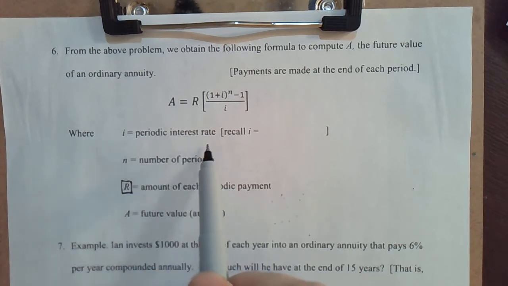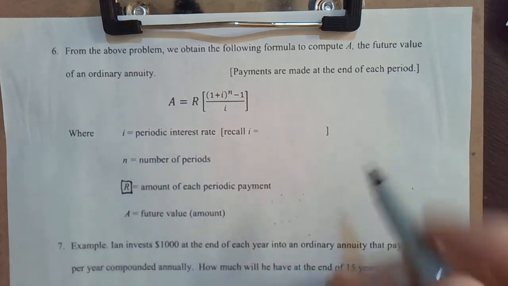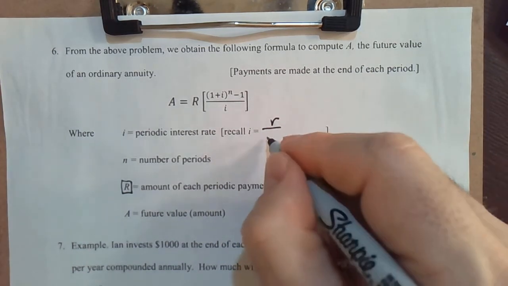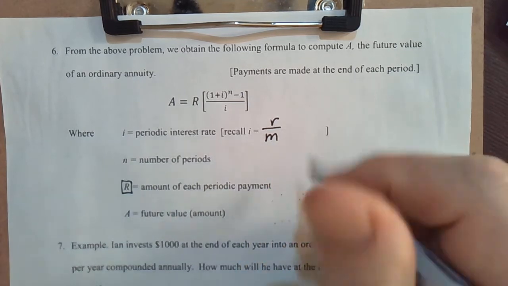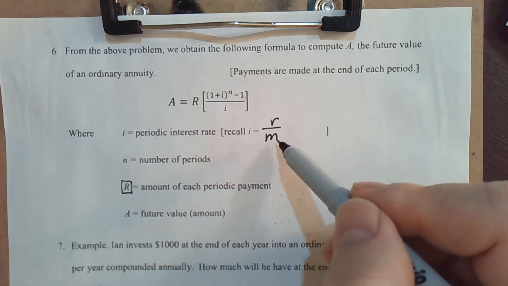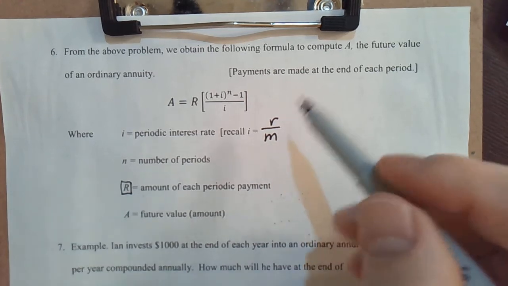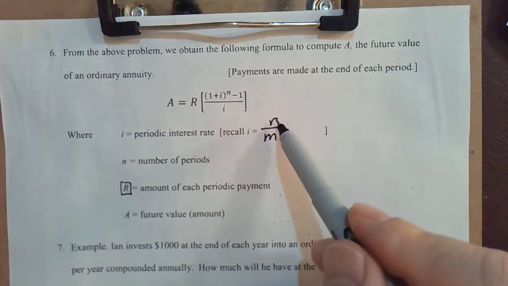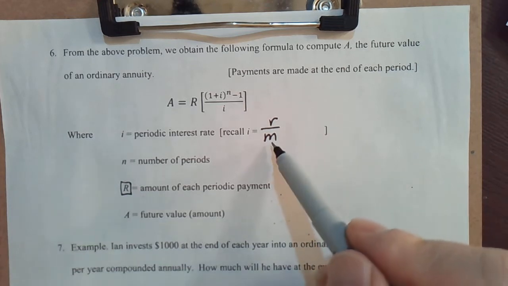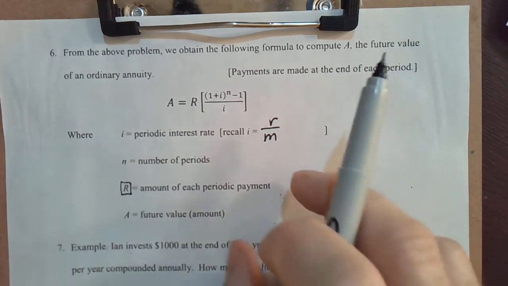And then I is the periodic interest rate. It is the annual interest rate divided by the number of payments per year, or the number of times that it is amortized per year. So if it were a 10% annual rate, r would be 10%, or 0.10. And if it were compounded quarterly, then m would be the number 4. So it would be 10% over 4, which would mean 2.5% each quarter.